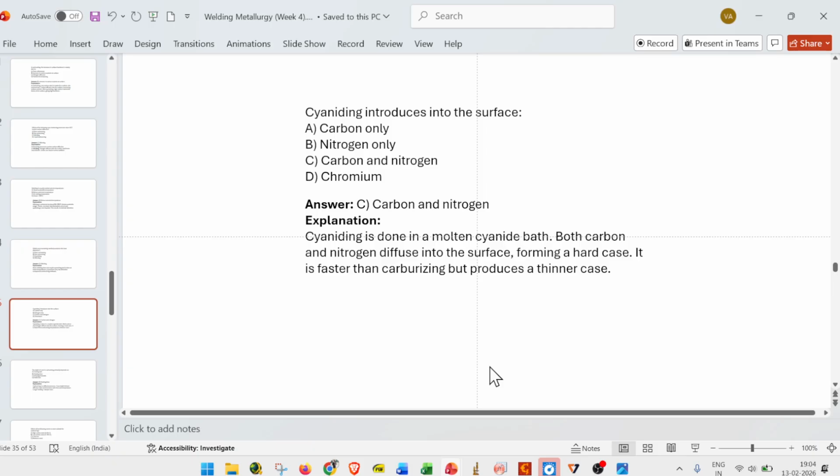Cyanide introduces what into the surface? Carbon only, nitrogen only, carbon and nitrogen, or chromium. The answer will be carbon and nitrogen both. Cyaniding is done in a molten cyanide bath. Both carbon and nitrogen diffuse into the surface and form the hard case. Okay. It is faster than carburizing, but produces a thinner case.